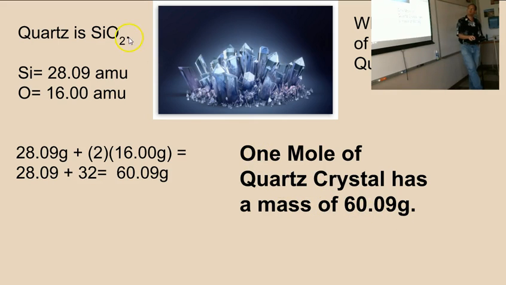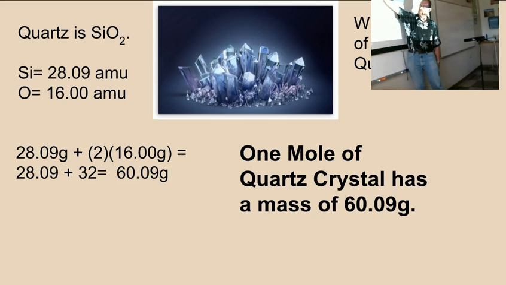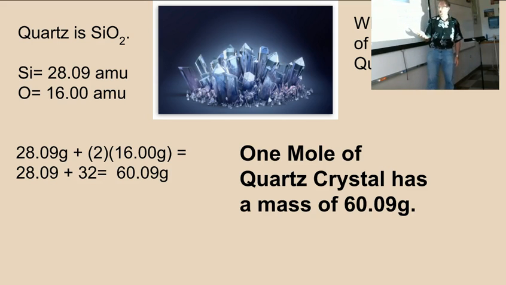If I have 1 mole of silicon dioxide, then I have that many, 6.022 times 10 to the 23rd, molecules of SiO2. If I were to have exactly that many molecules of SiO2 in a bucket, and I weighed it, it would weigh 60.09 grams. So again, the mole is a bridge between how many of these things I have and how much it weighs. Okay.